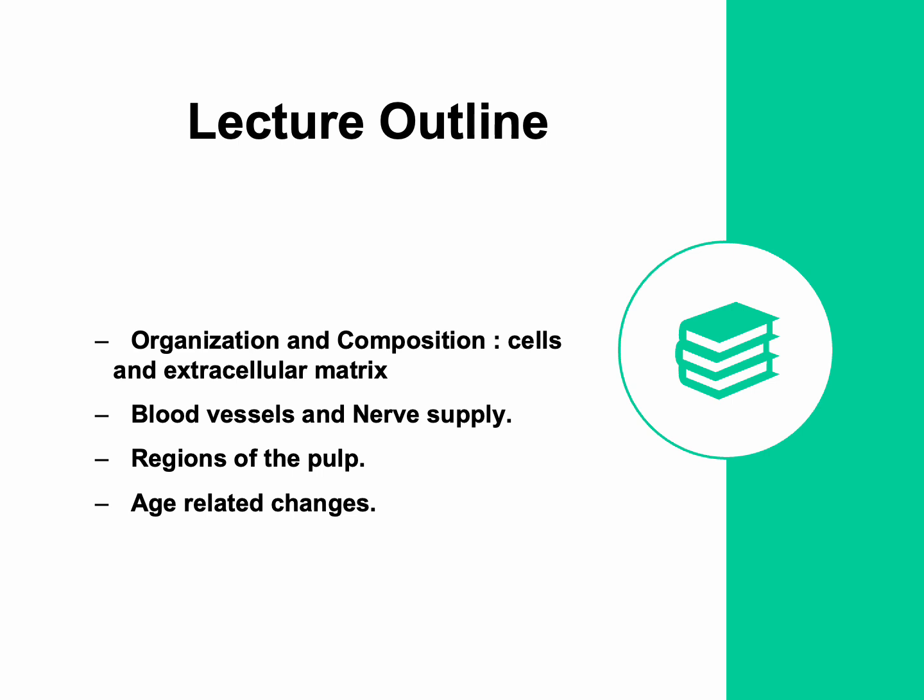In the second part, we will discuss the blood vessels and the nerve supply of the dental pulp. In the third part, we are going to discuss different regions of dental pulp. And finally, we will discuss age changes related to the dental pulp. So let's go.